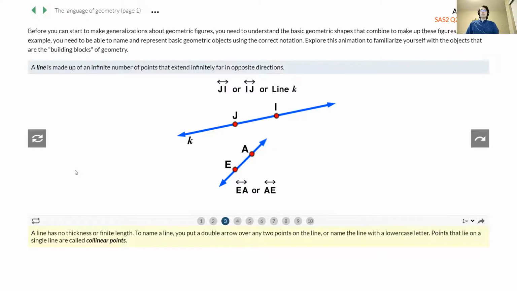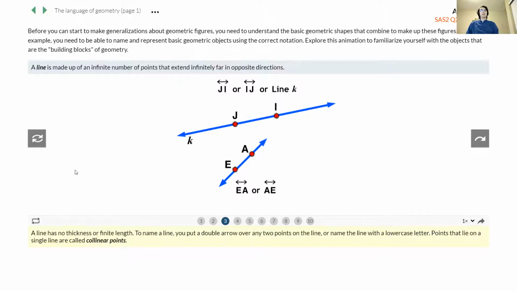Because points have no thickness, lines have no thickness, right? In the picture, it looks like this line has thickness, but it doesn't, right? It's infinitely thin. And it does not have a finite length. I can't draw infinity or an infinite length, so I have to stop at some point and put arrows to say the line keeps going. I'm just too lazy to keep drawing, okay?